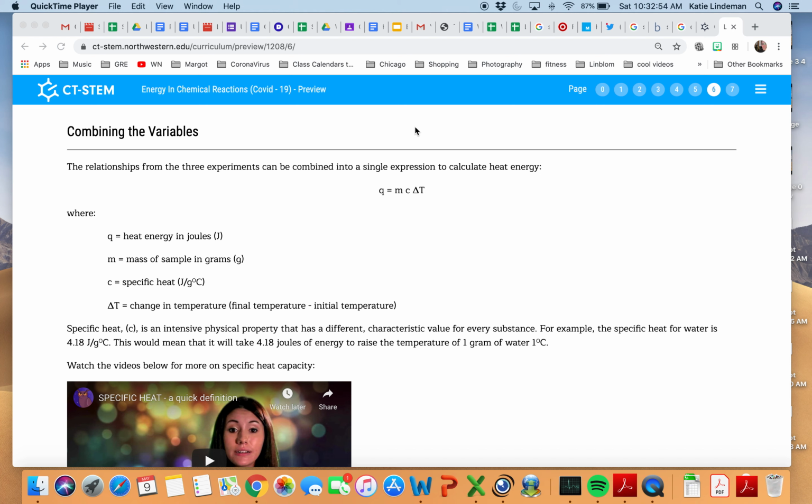Video is meant to chat through pages 6 and 7 of lesson 7. So here we are combining the variables. The relationships from the three experiments can be combined into a single expression to calculate heat energy.